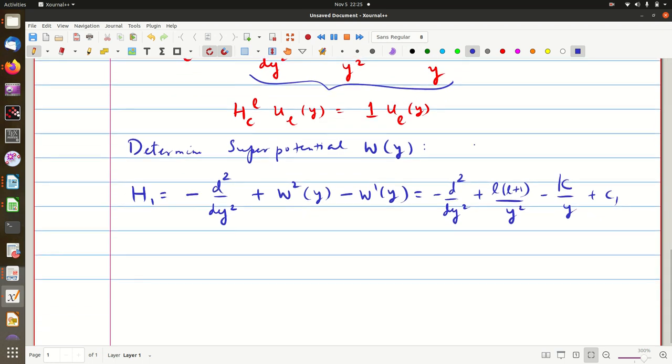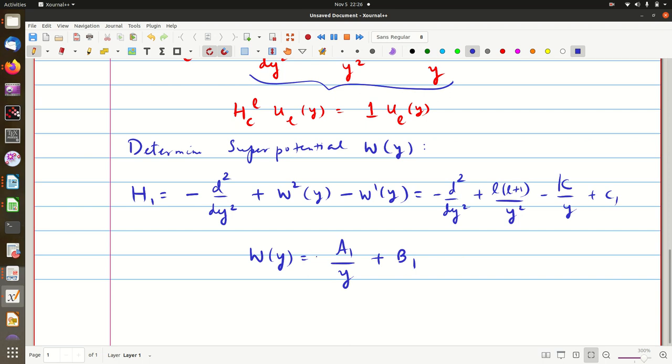So how do I choose W of y? That is the question. You can see that we need a 1 by y squared. So obviously W of y should have some constant a1 by y. Then when you square it, you will get a1 squared by y squared, so 1 by y squared will come. But we also need a 1 by y. So maybe we can add another constant b1, so that when you square it, you will get a1 squared by y squared plus 2 a1 b1 by y.